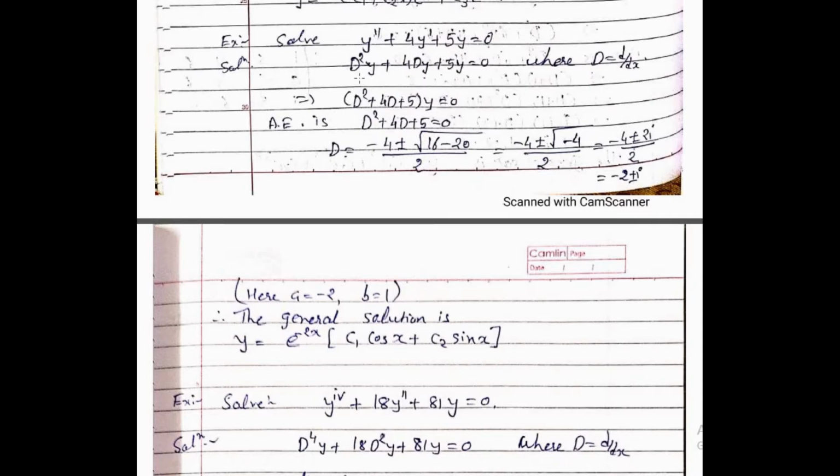Now we are going on to another one, y'' + 4y' + 5y = 0, and putting d/dx equal to capital D, that will give (D² + 4D + 5)y = 0.